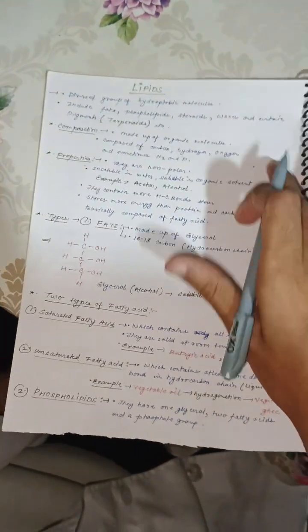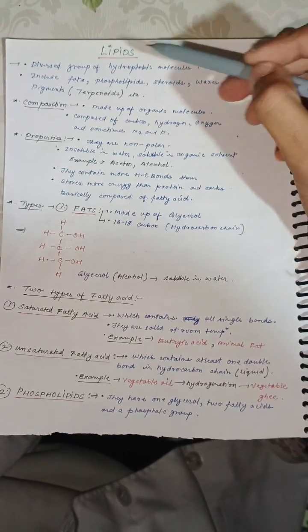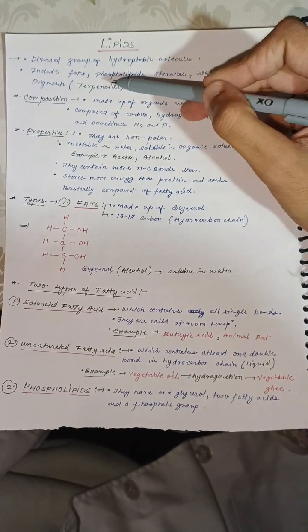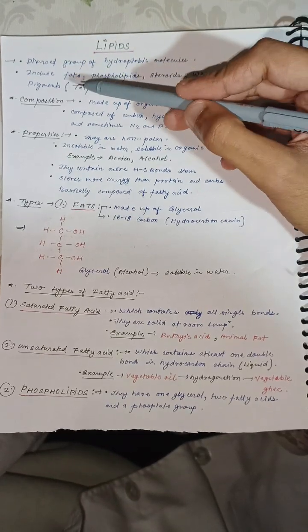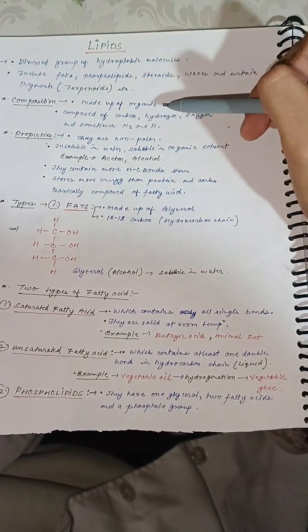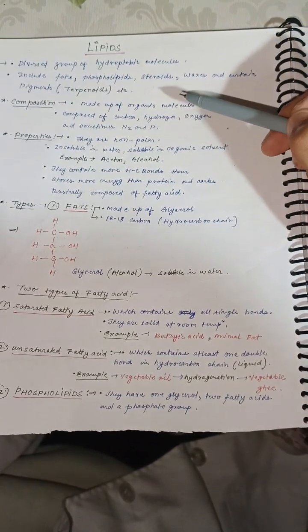And one last topic is lipids. It is a diverse group of hydrophobic molecules. It includes fats, phospholipids, steroids, wax, and certain pigments, terpenoids, etc. Its composition: they are organic molecules made up of carbon, hydrogen, and oxygen, and sometimes nitrogen and phosphorus.